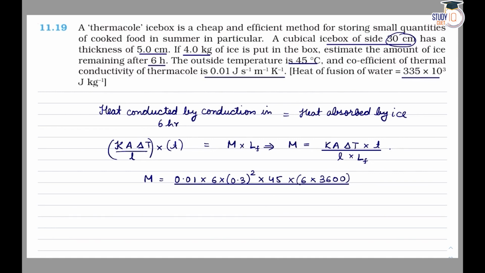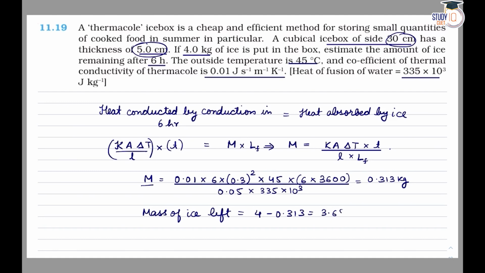Divide by length, so it is of thickness 5 centimeter, that's why 0.05 meters, into the latent heat of fusion of ice, that is 335 into 10 to the power 3. This gives the mass to be 0.313 kilograms. This is the mass of ice which has melted, and thereby I can say that the mass of ice left is equal to 4 kilograms minus 0.313, that is 3.687 kilograms.